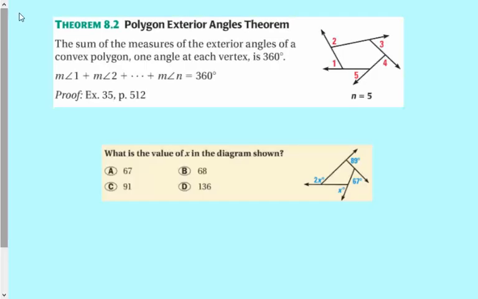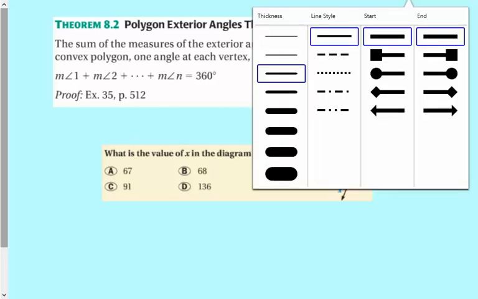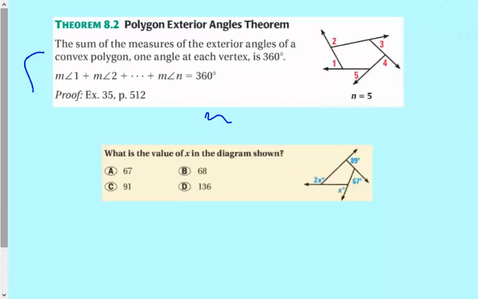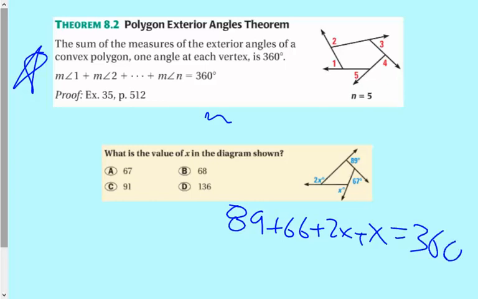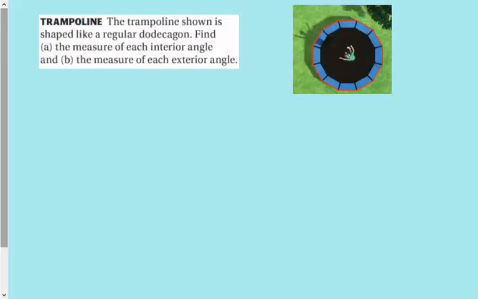And so that is the exterior angle theorem, in which the sum of the exterior angles of a polygon is always 360. Okay, and that's what you guys need to take away from this slide right there. It's very important. So what is the value of x in this diagram here? We have 89 plus 67 plus 2x plus x. Those are all the exterior angles. They have to be 360 degrees. You could then solve that equation for x.